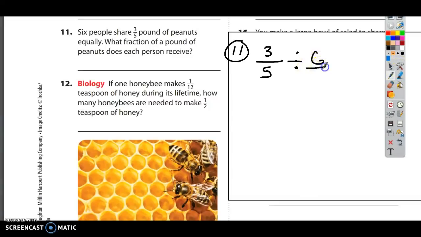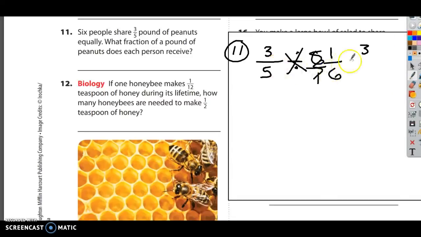Six is the same as 6 over 1. And then we do our multiply the reciprocal. So then it's going to actually be the reciprocal of 6 over 1, which is 1 over 6. And then I've got 1 times 3 is 3, and 5 times 6 is 30. And 3 and 30 share a factor of 3, so if I divide by 3, I get 3 divided by 3 is 1, and 30 divided by 3 is 10. I get a tenth. A tenth of a pound of peanuts.